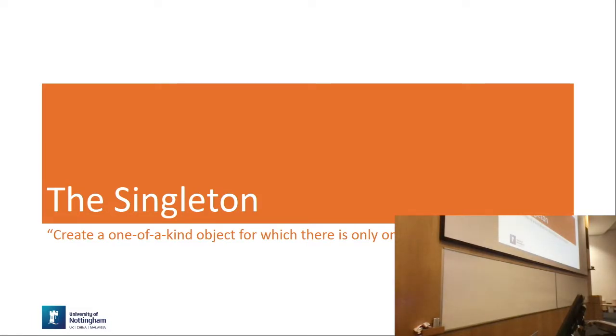And there are lots of resources on design patterns, right? In this lecture, we're going to talk about some of the resources available to you in order to study these. So one of the most popular ones is called the Singleton. Create a one-of-a-kind object for which there is only one instance. Can anybody think of a good example of when we might want to use a singleton?